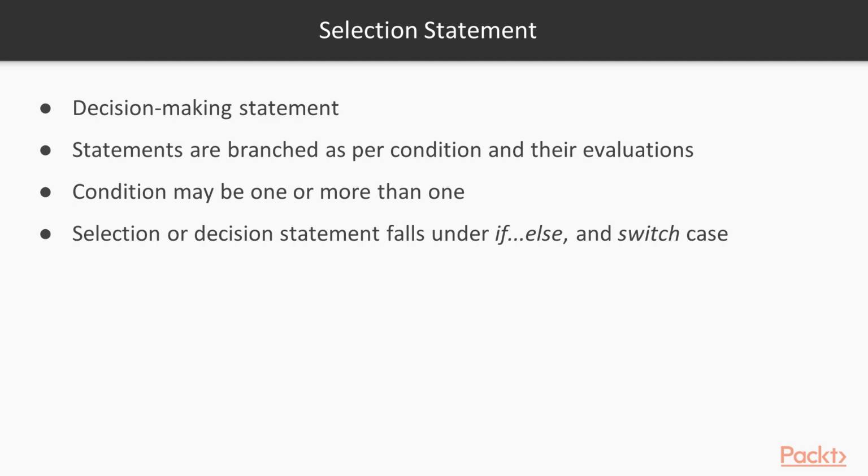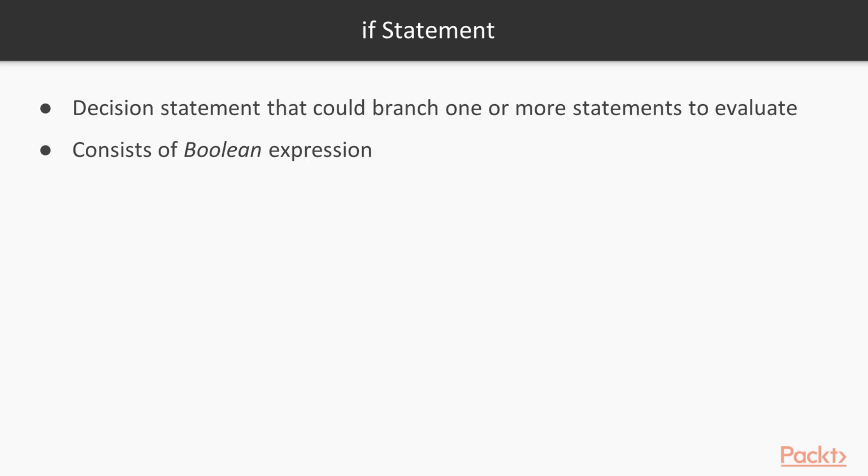Now we move to selection statement. This is also called a decision-making statement. Statements are branched as per the condition and their evaluations. The condition may be one or more than one. The selection or decision statement falls under if, else, and switch case. The if statement is a decision statement that could branch one or more statements to evaluate. This statement consists of a Boolean expression.